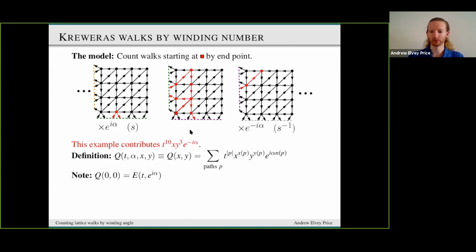And similarly, the generating function q is defined as the sum of the contributions of all walks in this space. And note that q00 is e to the I alpha, because that's where you set x and y to 0, because this just counts walks which finish in the bottom left square of the section that they end in, which is equivalent to the generating function I defined at the start, counting walks that end near the blue point.